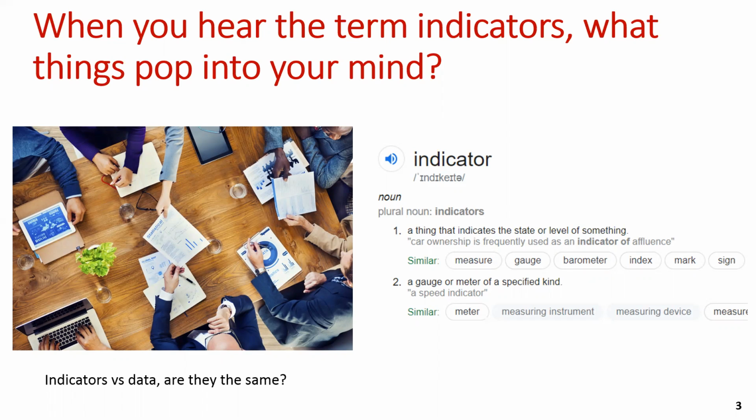Now, do you think that indicators and data are the same? Well, no. Indicators basically use the data to generate or extract useful information that would tell you about the situation or the trend, whether you have an increase or a decrease or no change in something, which later on can help you make decisions to shape the future.